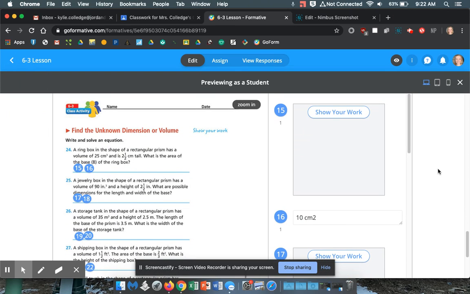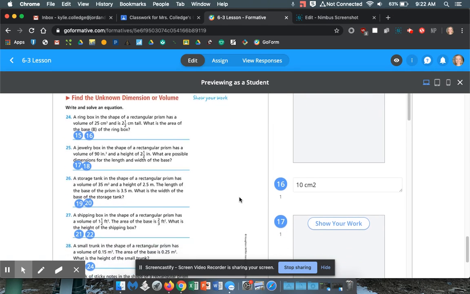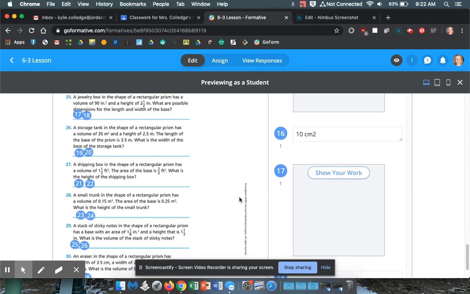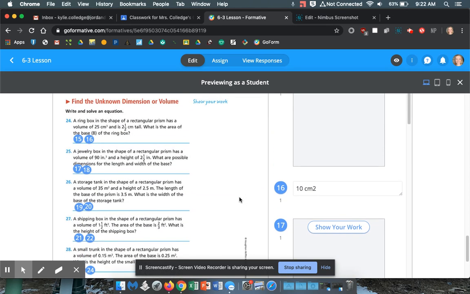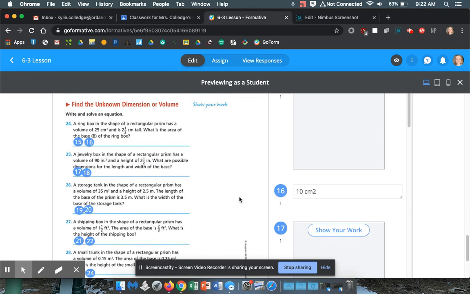So here it says to find the unknown dimension or volume. I think on all of these, it gives you the volume already, and you're looking for either the base or the height. So this first one says, a ring box in the shape of a rectangular prism has a volume of 25 centimeters cubed and is 2.5 centimeters tall. What is the area of the base of the ring box? So it first says to write an equation, and then we're going to solve it.